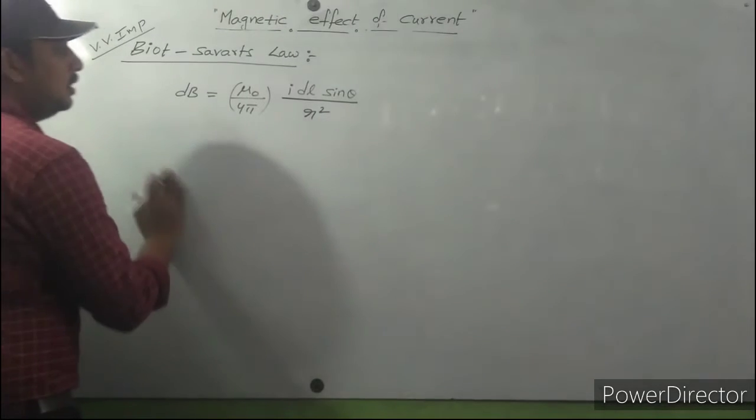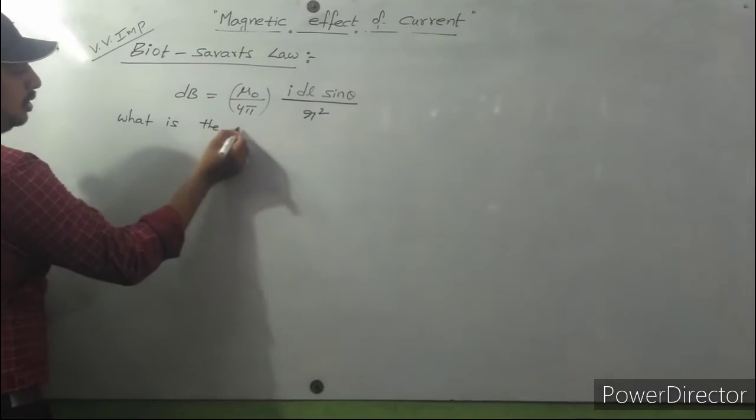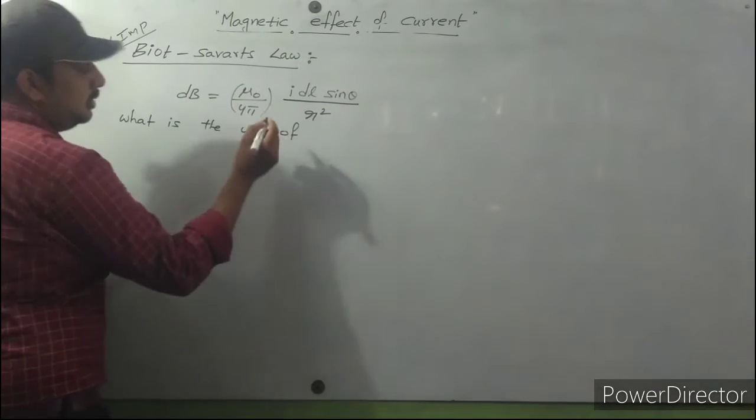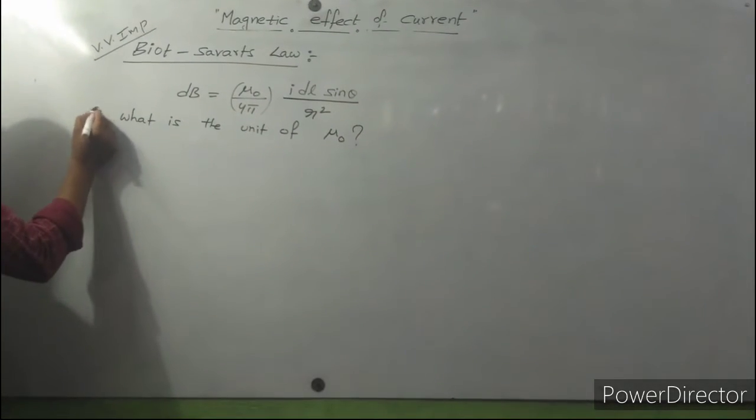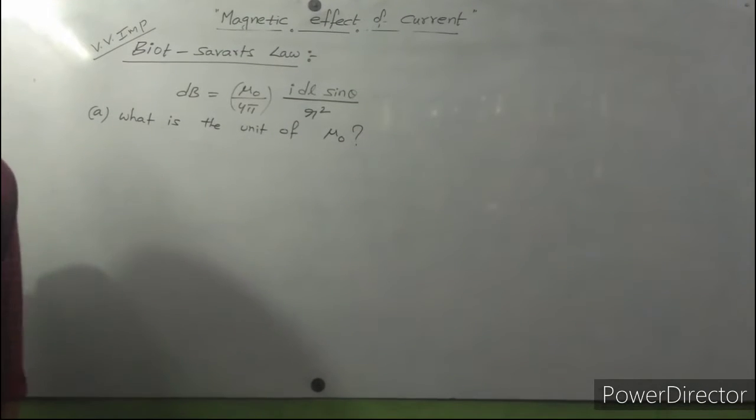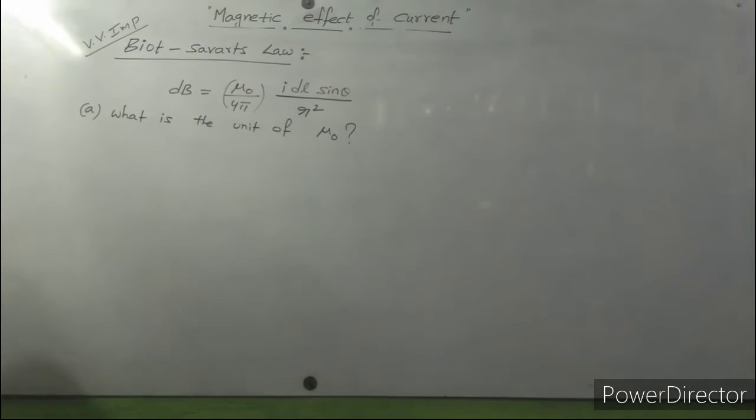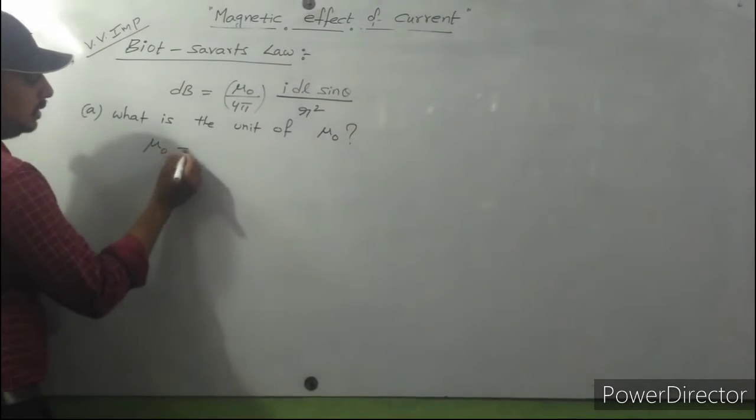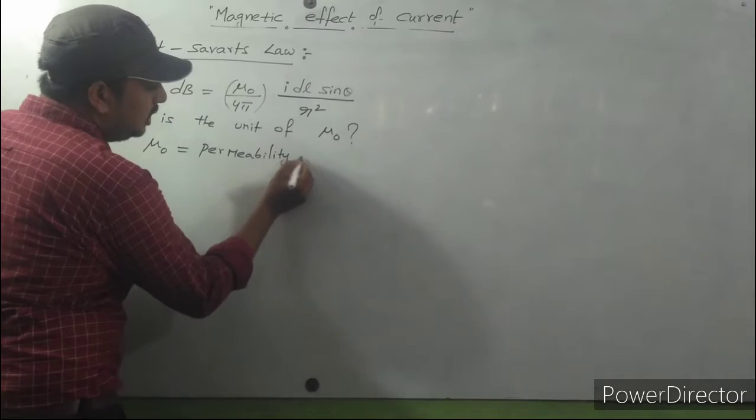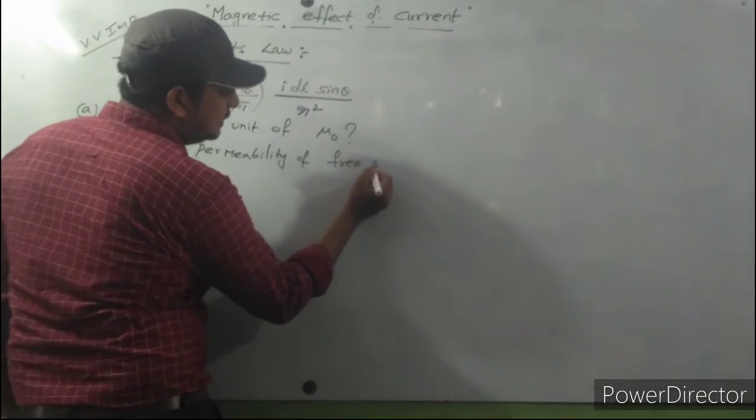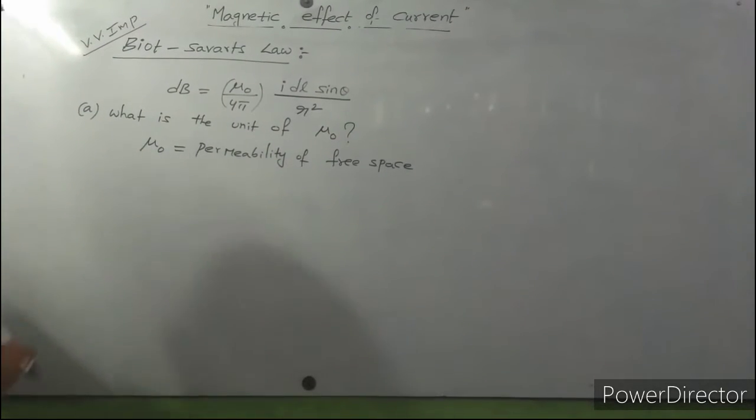Okay, so here, what is the unit of mu naught? This question is sometimes asked as a one mark question, so please observe carefully. What is the unit of mu naught? First of all, what is meant by mu naught here? Mu naught is the permeability of free space. So what is the unit of this?